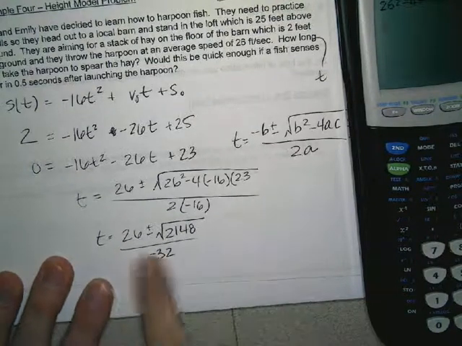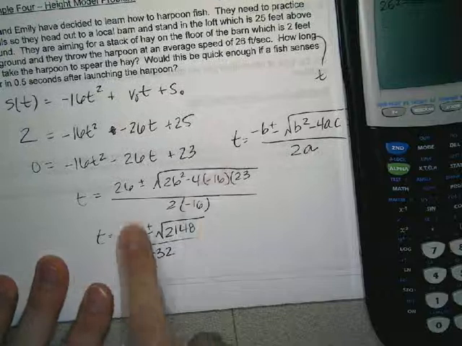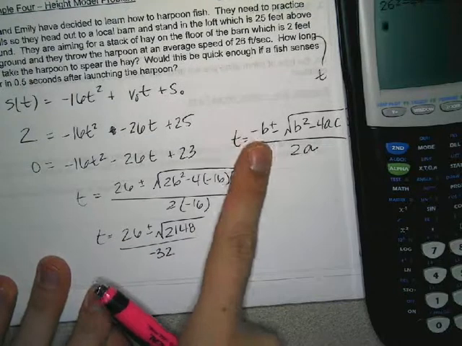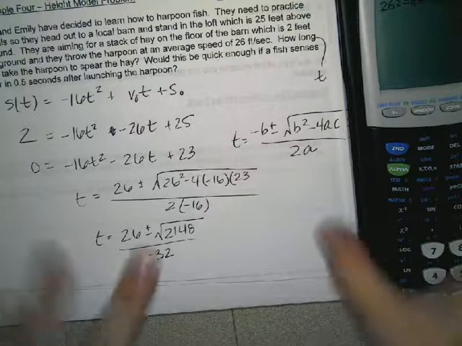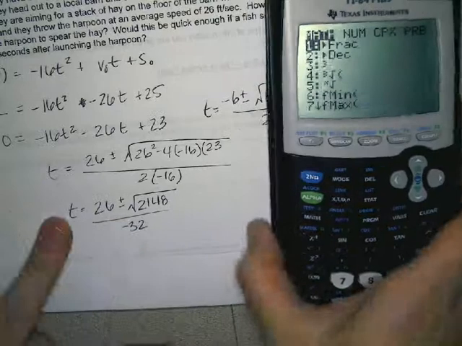Now, why is that 26 in the beginning positive? I thought it was negative b. Because it's a negative and a negative. Yeah, a negative and a negative make a positive. So just watch that. And now, we're going to go ahead and punch this out.